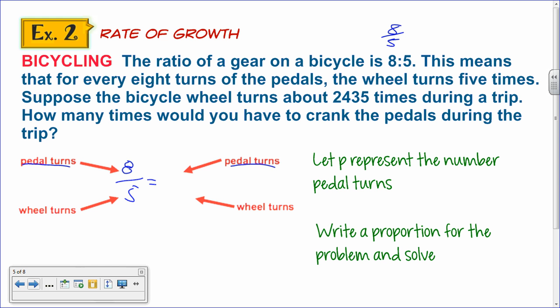Equals. Okay, so how many times did we turn the pedals? We don't know. Very good. So that's our variable on top, isn't it? Okay, so what goes below it? 2,435. Good. 2, 4, 3, 5.